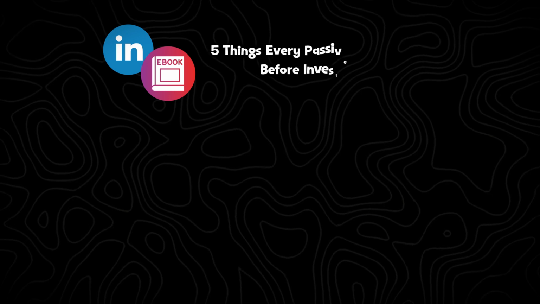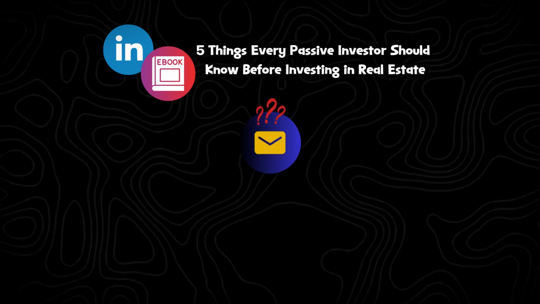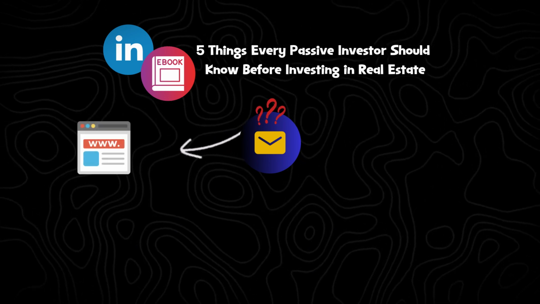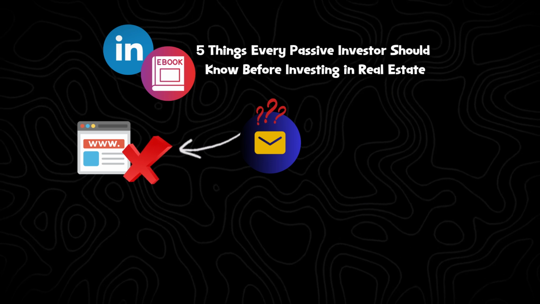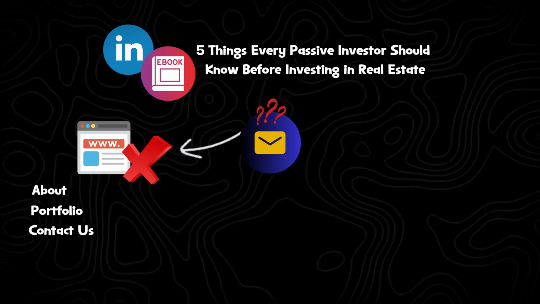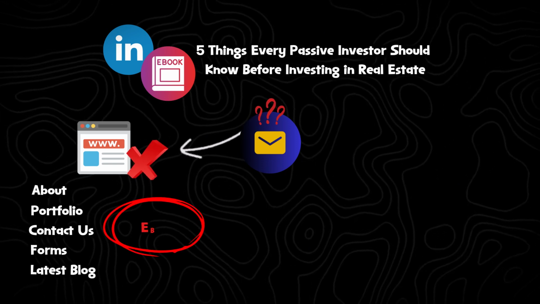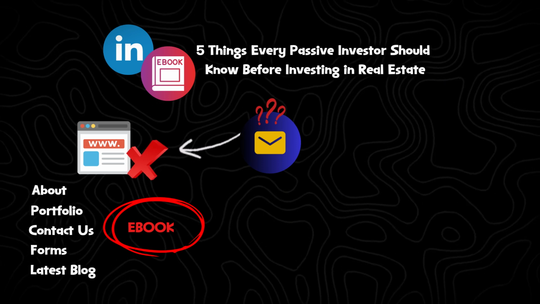If someone clicks your LinkedIn post about an ebook you wrote called 5 Things Every Passive Investor Should Know Before Investing in Real Estate, where do you send them? If you send them to a website homepage, you instantly lose them. Why? Because your homepage has 9 different options like your about page, portfolio, contact us, forms, latest blog stuff. And your ebook, it's nowhere to be found. And if it is, it's lost inside of some other menu.